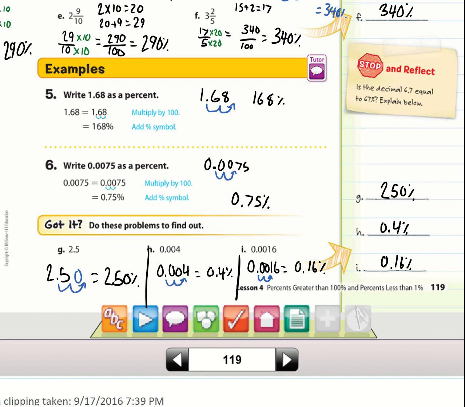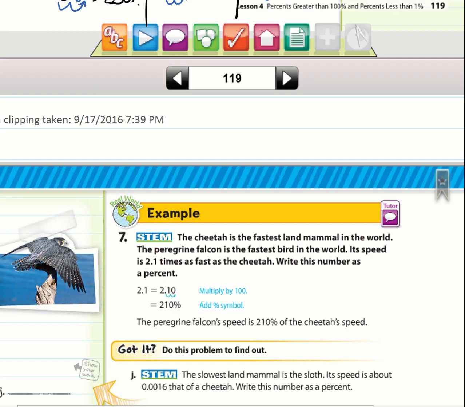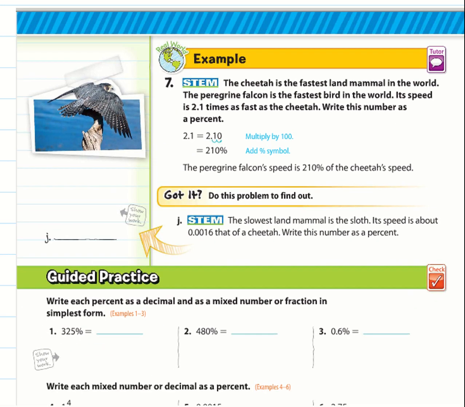So same rules apply. I moved all the decimal places twice to the right. So for G, I got 250%. For H, I got 4/10ths of a percent. And for I, I got 16 hundredths of a percent. Same rules, except my percentages are either greater than 100 or less than 1. So let's move on to example 7. This is a lot of examples this lesson.